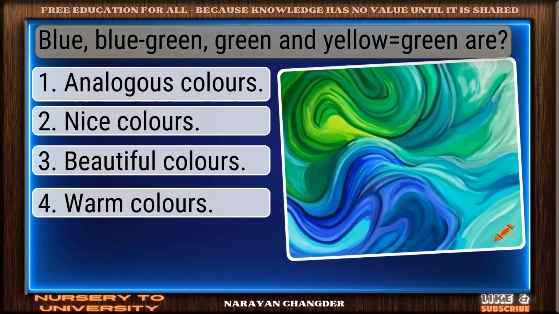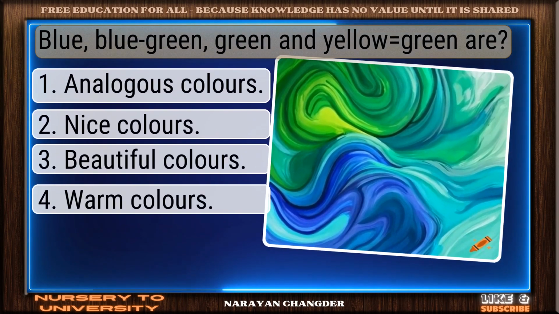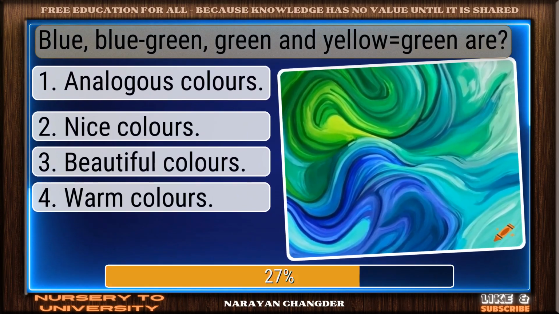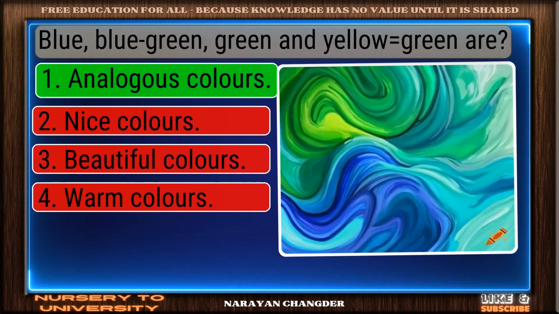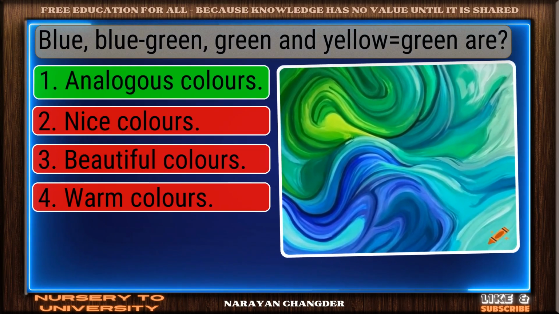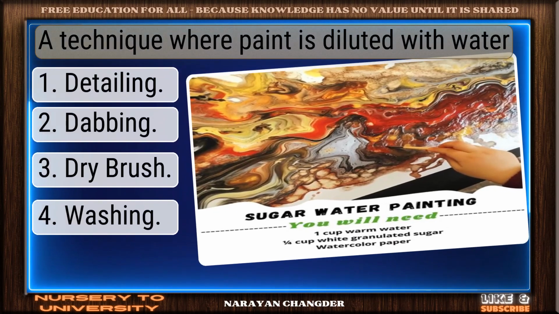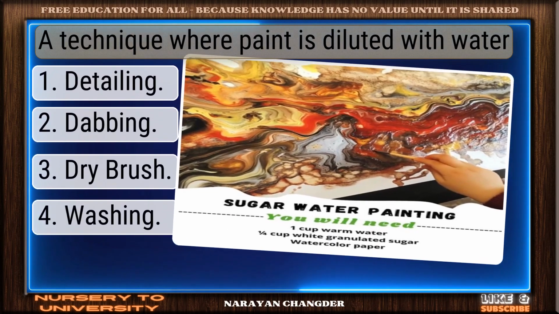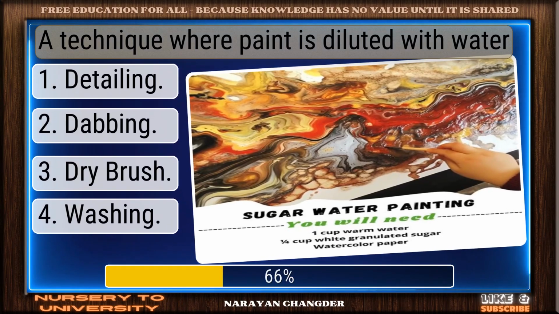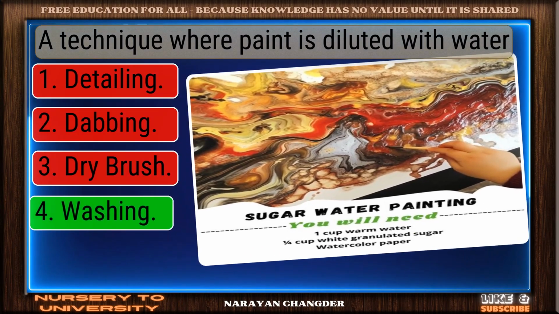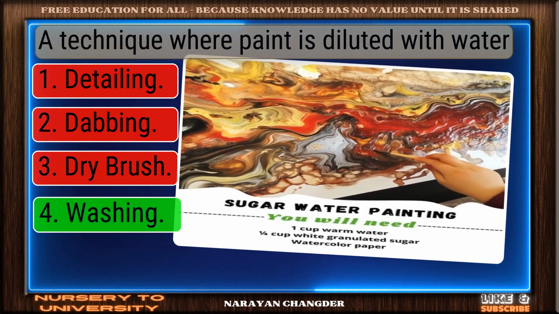Blue, blue, green, green, and yellow equal to green are. You got it. Your choice analogous colors is right. A technique where paint is diluted with water. Nicely done. Washing is a solid answer.